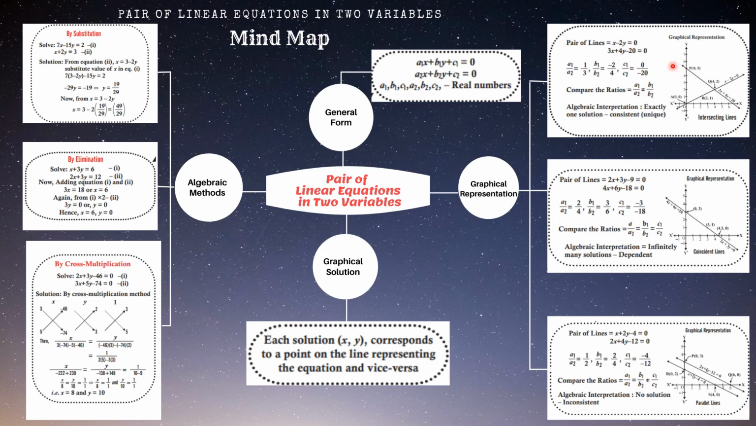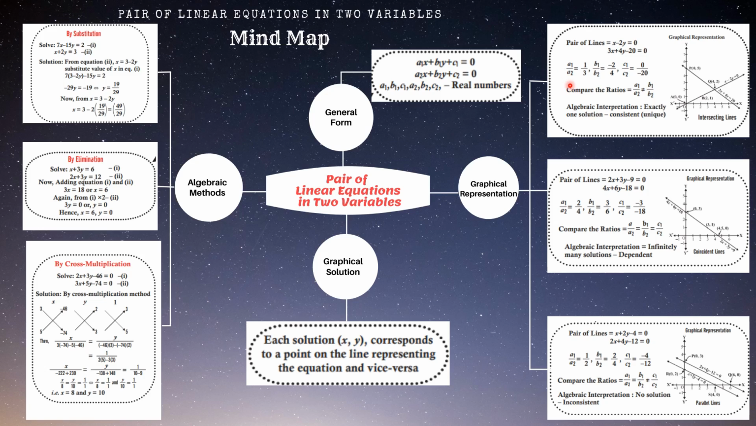Now the next step would be to compare these ratios and see whether they are equal to each other or not equal to each other, and which ratios are actually equal. Are all of them equal or some of them are equal? If you notice over here, a1 upon a2 is 1 upon 3, b1 upon b2 is minus 2 upon 4. If we divide this further, we'll get minus 1 upon 2, and then c1 upon c2 is 0 upon minus 20. That will remain that way.